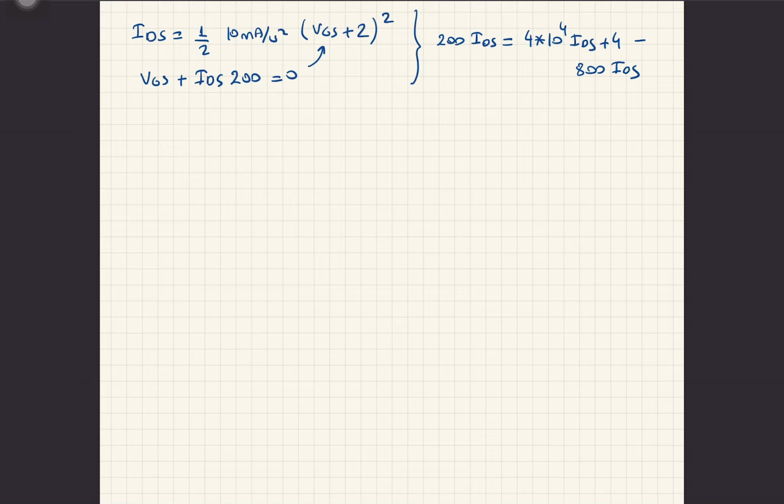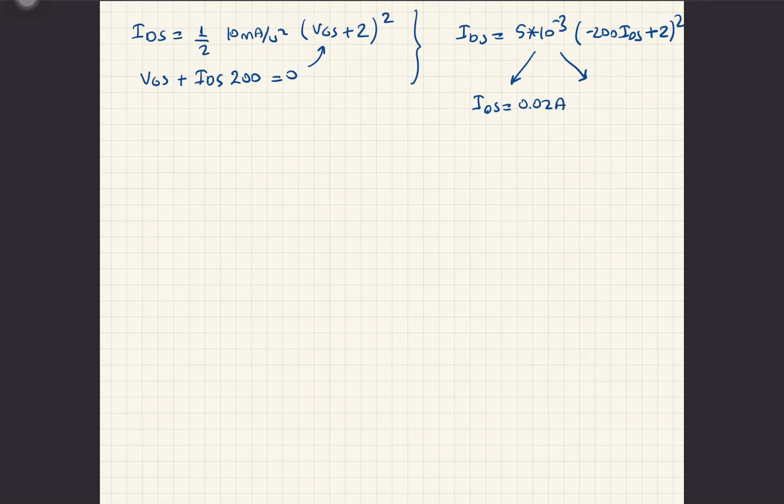Sorry, I have to make a correction here. Let's forget about this. ID will be equal to 5 times 10 to the power minus 3 times (minus 200 IDS plus 2) squared. From here you will have a second-order polynomial, and you have two solutions. One of them is IDS equal to 0.02 amperes. The other one is IDS equal to 5 milliamps.